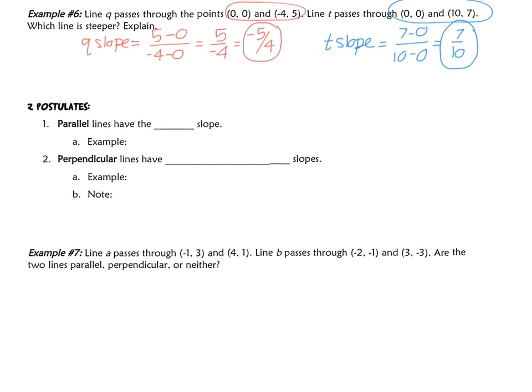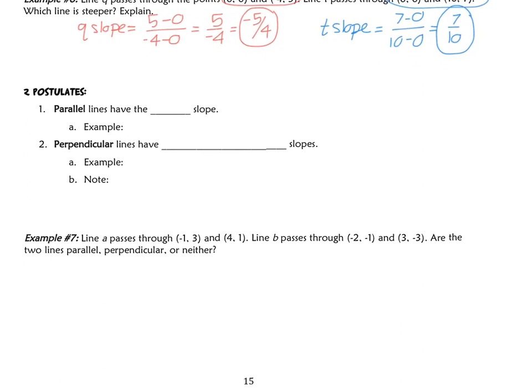2 postulates for you. Parallel lines, they have the same slope. So, for example, if my m, or my slope, equals 4, then my parallel line, and this is the notation for parallel, would also be 4. Always the same. Perpendicular, they have opposite reciprocal slopes. Opposite means opposite side of 0. Reciprocal, switch numerator and denominator.